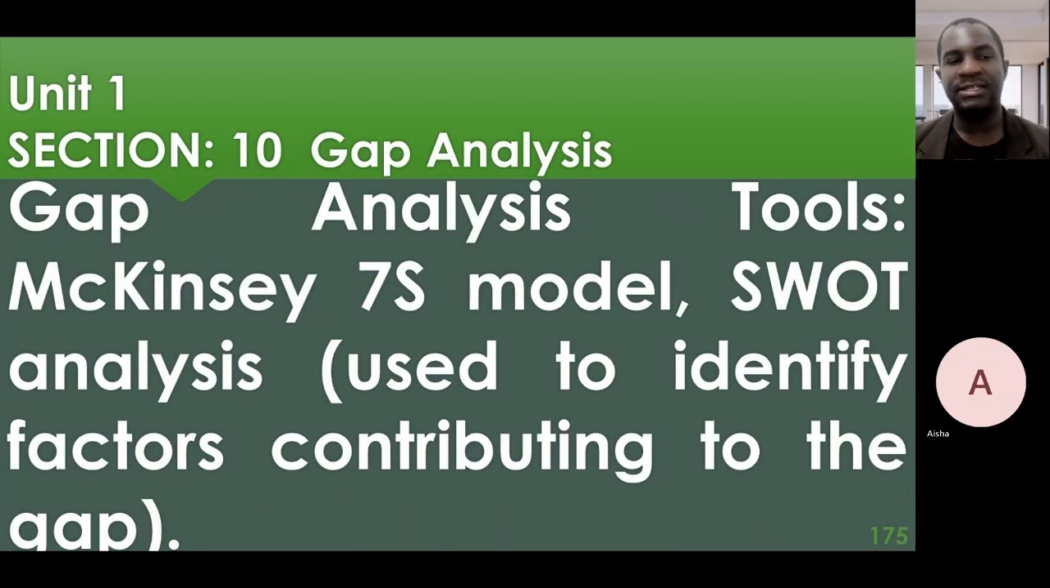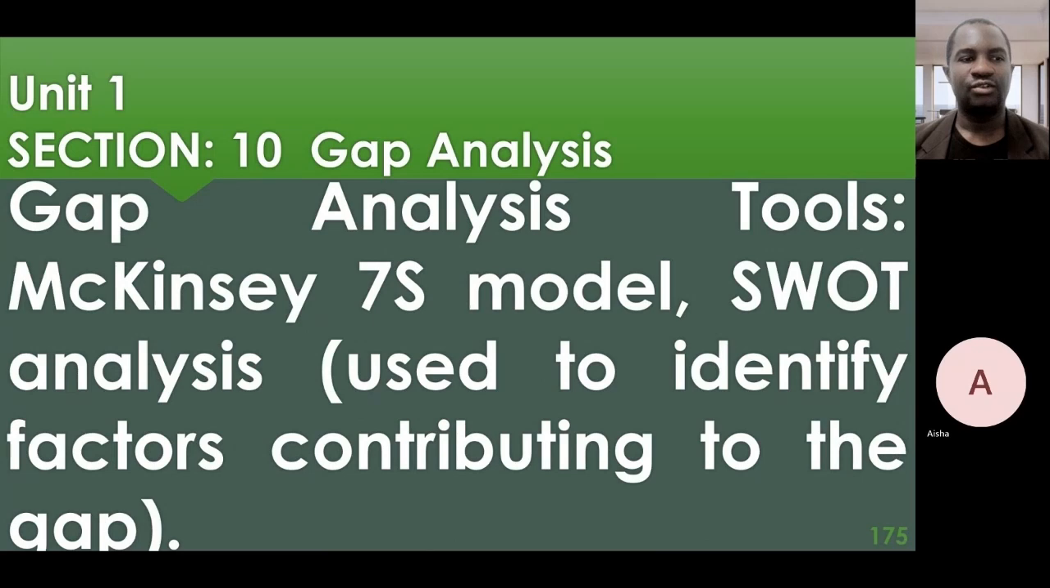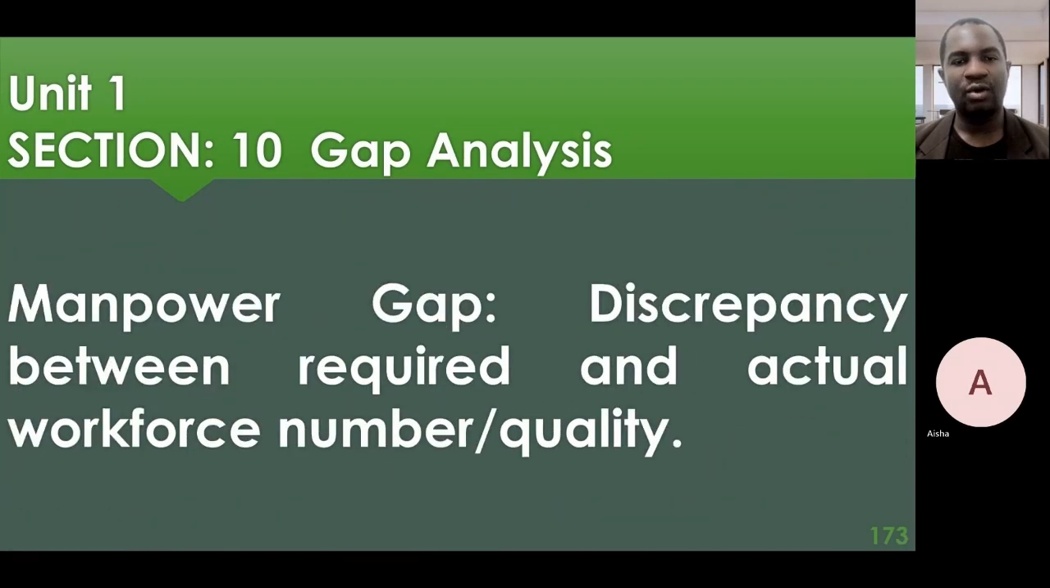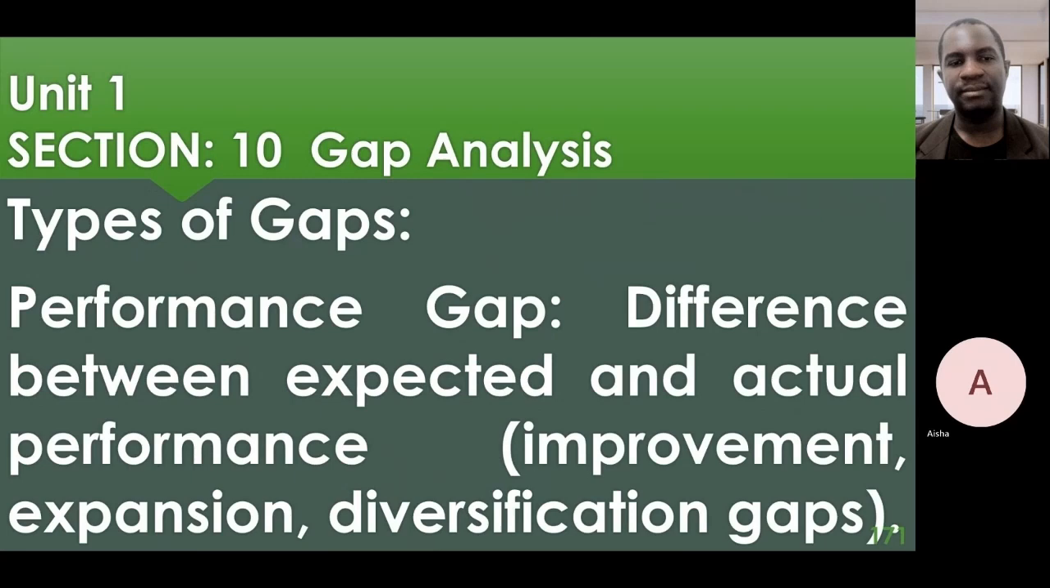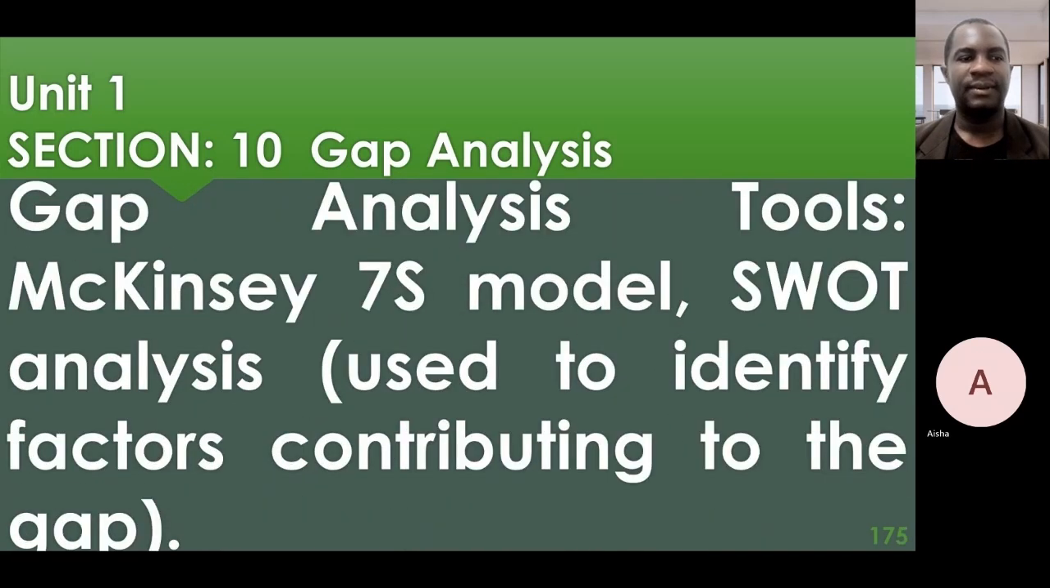The tools for gap analysis, we have models like the McKinsey 7S model. We could also use SWOT analysis for gap analysis, use them to identify factors contributing to your gap and solve them. So that's generally the uses of gap analysis to help you improve generally in your business and to help you do well as a company. So it's a comprehensive model and quite simple. Just understand the components and how to apply them under exam conditions. So the types are very important, which is performance, product, market, profit, and manpower gap.